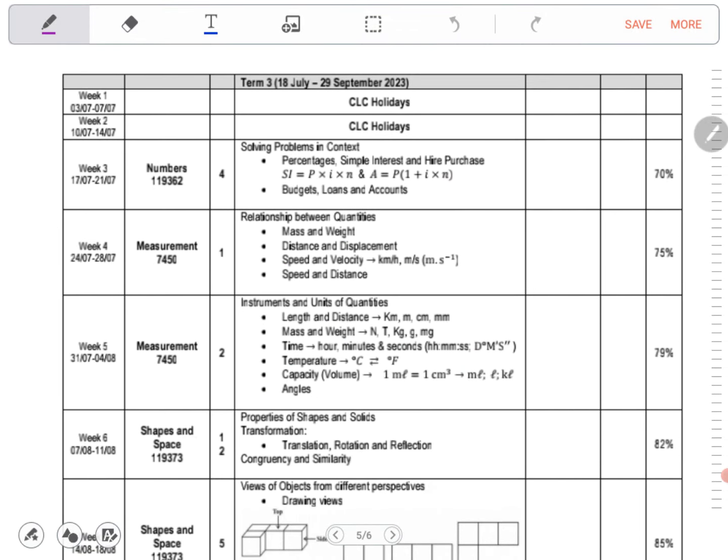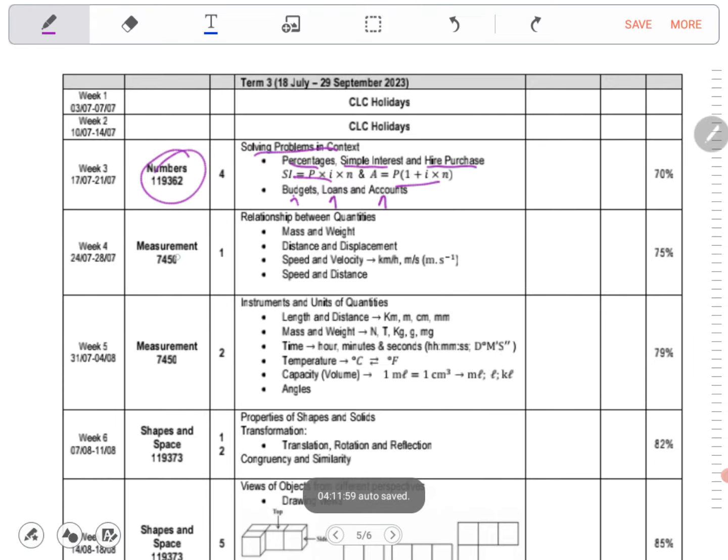And then, going back to numbers, we can also do solving of problems in context, and this will include dealing with percentages, percentage increase, and other ways in which percentages can be used, such as in simple interest and in hire purchase. These are basically some of the formulas that are involved. We can also deal with budgets, loans and accounts. So that's solving problems in context, or problems in everyday life.